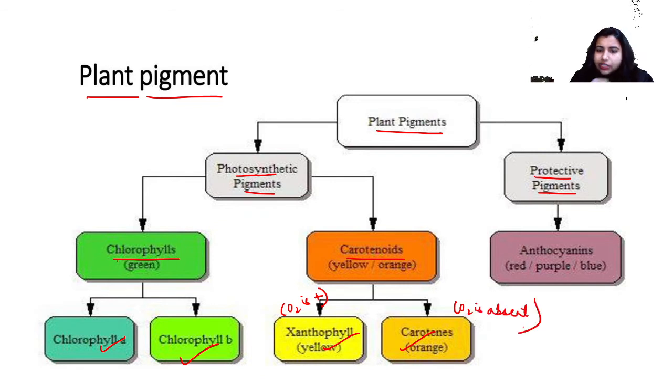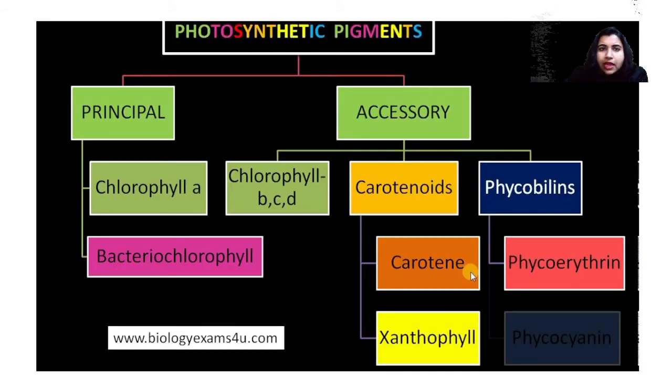That's it. Xanthophyll has oxygen, carotene does not have oxygen. So this is all about plant pigments. Here also I have taken this slide from here. Photosynthetic pigment: principal means those which play a major role. Accessory means these all help the pigment to absorb the light.